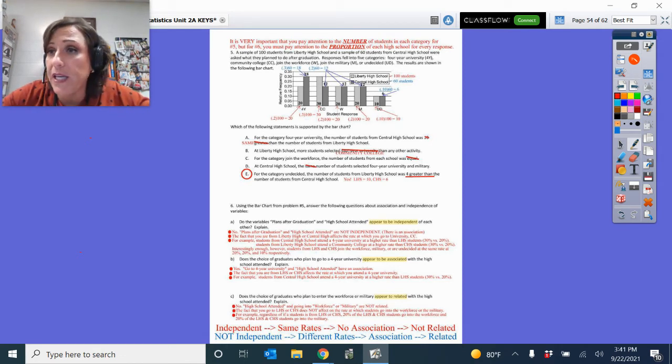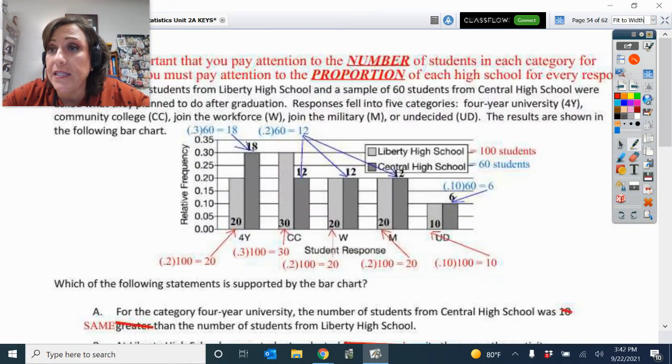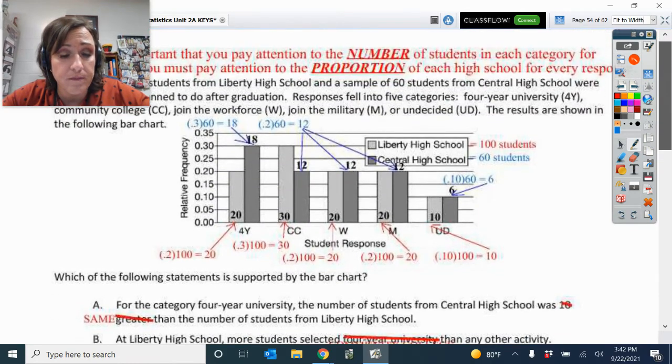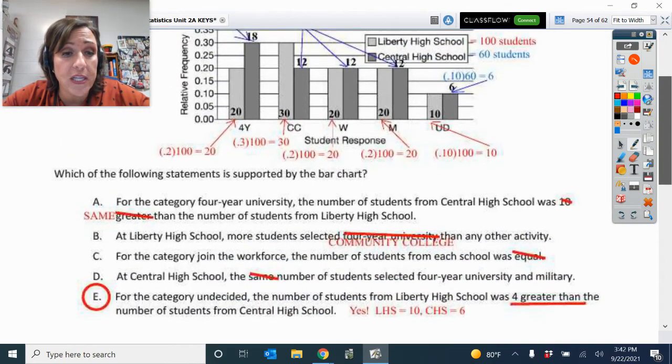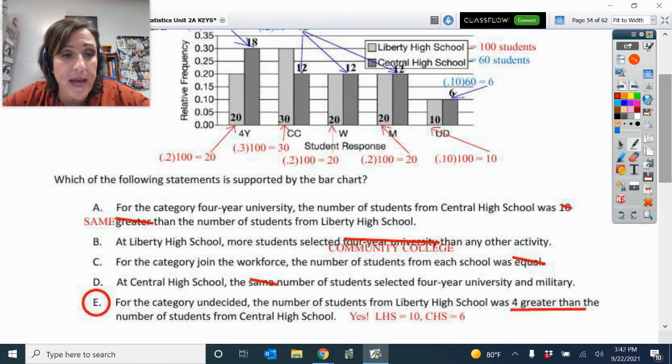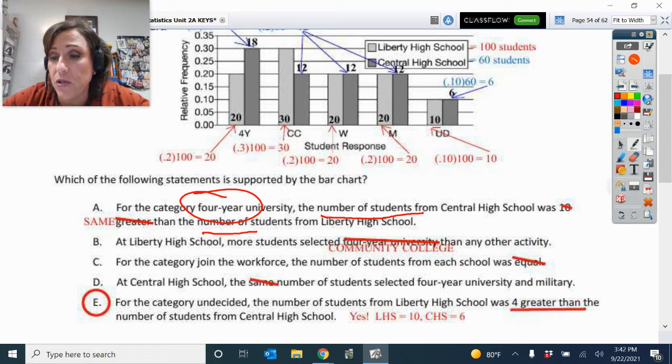So I'm going to zoom in here to this number 5. I got this from AP Classroom, okay? And so what's happening is the way that the answer choices are worded is they all are asking about the number of students from Central High School in the four-year university category, and the number of students from Liberty High School.